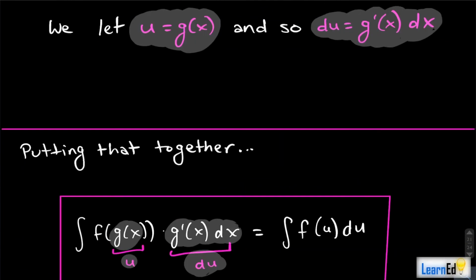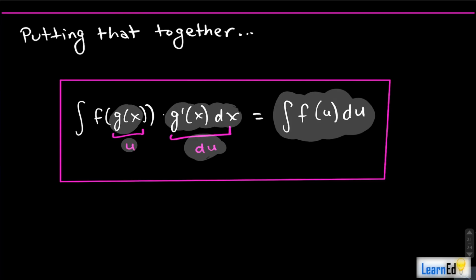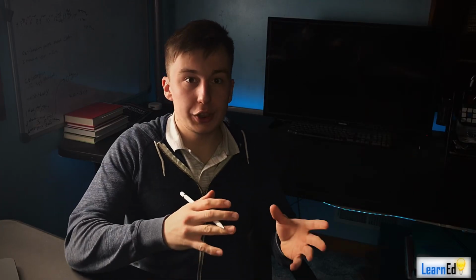So going back down to that. So yeah, we get the integral of f of u du. Let's do an example. We have two examples for u substitution. One's with an indefinite integral, one's with a definite integral. Here we're doing an indefinite integral. We have the integral of tangent squared theta, secant squared theta, d theta. Okay? So now we've got to find out, well, where is g of x and where is g prime of x dx going to come in?